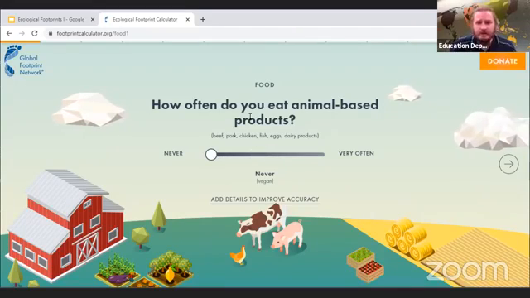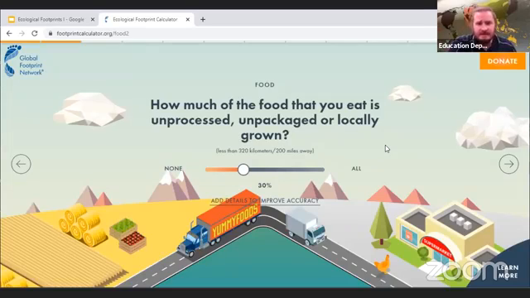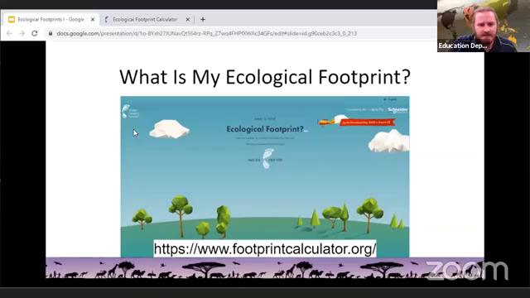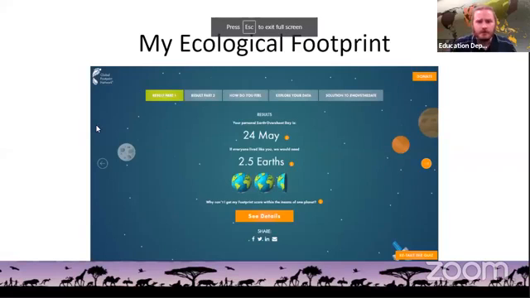And I'm not going to go through all of these. It takes about 5 minutes to complete, but you just answer this question, and then you'll click next and answer the next question and keep going through. And at the very end, what'll happen is that it'll show you your ecological footprint. And one way that it does that is in terms of Earths. So in my case, my ecological footprint is 2.5 Earths. And what that means is that if everybody on Earth lived the way I do, we would actually need 2.5 Earths full of natural resources to live sustainably.